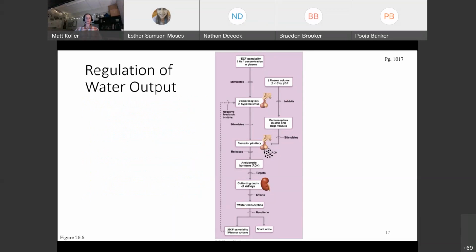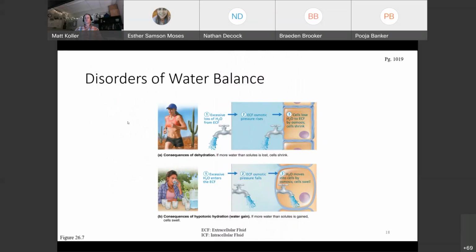Okay, so moving on, disorders of water balance. So here on the very top, we can see dehydration. Dehydration is basically extracellular fluid loss due to one of many types of events. And in this case, it shows you that this individual is exercising in a hot environment, maybe not necessarily humid. And humidity makes a difference.